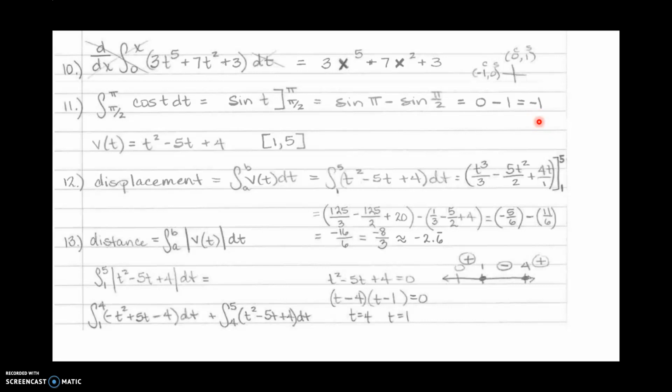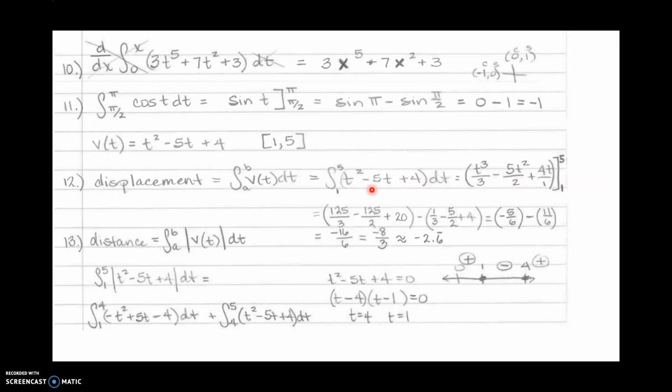All right, then for 12 and 13, it says a particle moves along a line so that its velocity is equal to t squared minus 5t plus 4 during that time interval from 1 to 5. So we want to find the displacement and the distance. Displacement is just straight up integration. I don't have to do anything different about it. It would be just as if it was question number 11. As long as I know that displacement is integration, then it's exactly like doing the fundamental theorem of calculus.